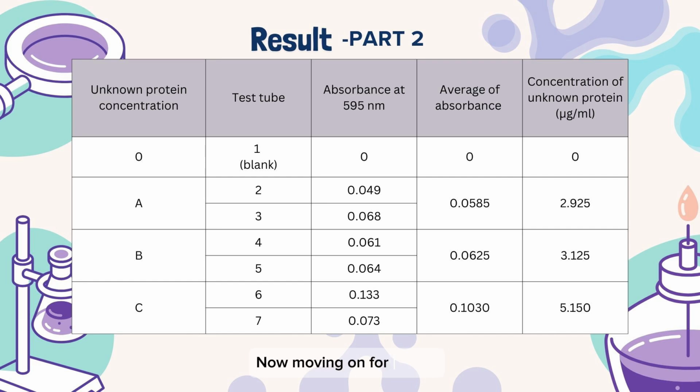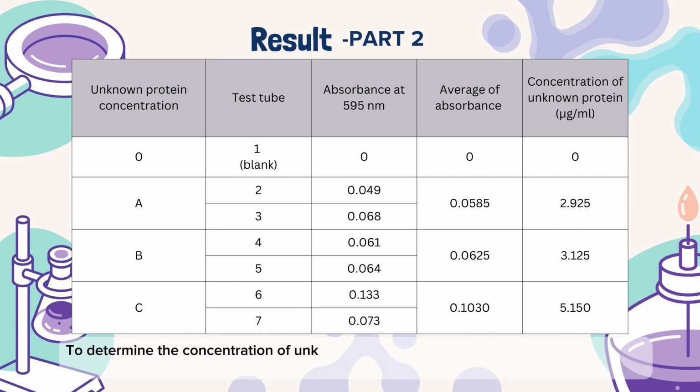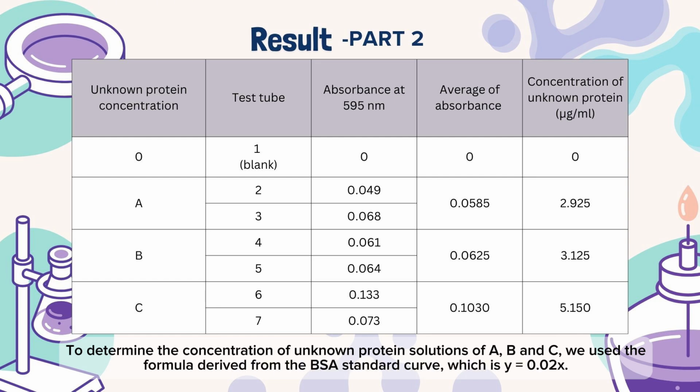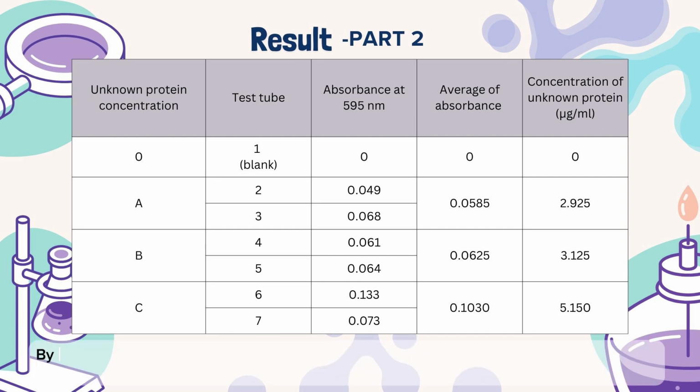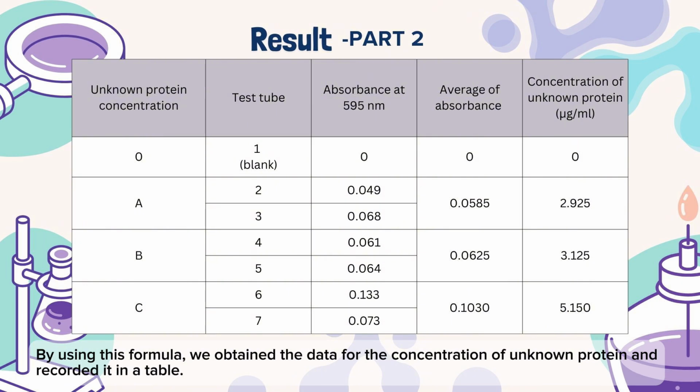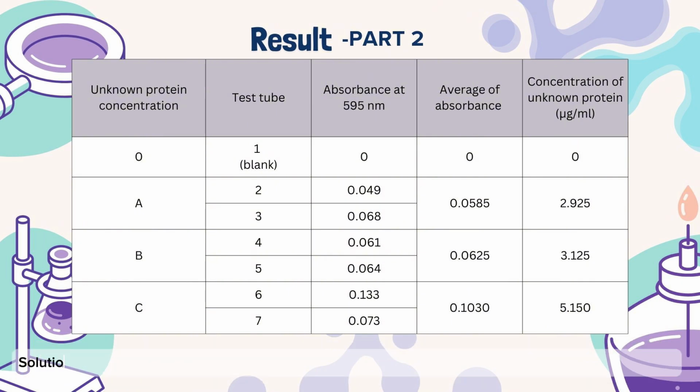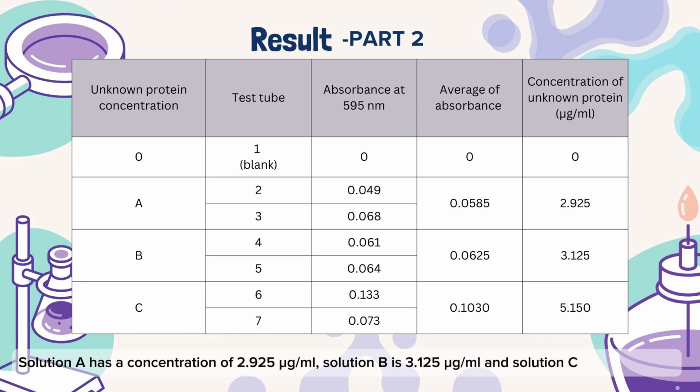Now moving on to part 2. To determine the concentration of unknown protein solutions A, B, and C, we use the formula derived from the BSA standard curve, which is y equal to 0.02x. By using this formula, we obtain the data for the concentration of unknown protein and recorded it in the table. Solution A has a concentration of 2.925 micrograms per milliliter. Solution B is 3.125 micrograms per milliliter, and solution C is 5.150 micrograms per milliliter.